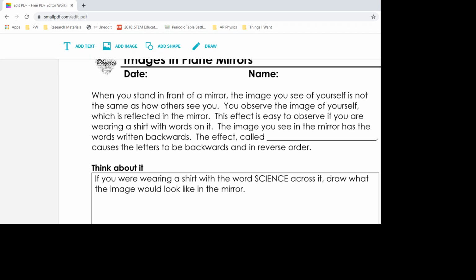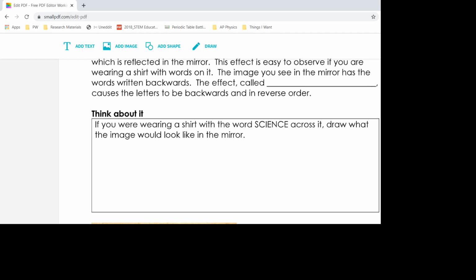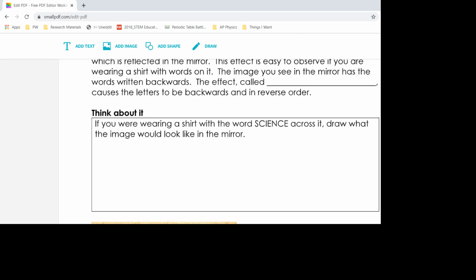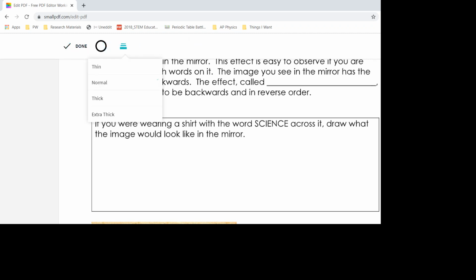So, the first thing that we can do to see how this kind of phenomenon happens is by looking at what an image with words would look like. So, for example, it asks us to think about if we're wearing a shirt with the word science on it, draw what the image would look like in the mirror. So, I've never used this before, so let's go ahead and see how it works.